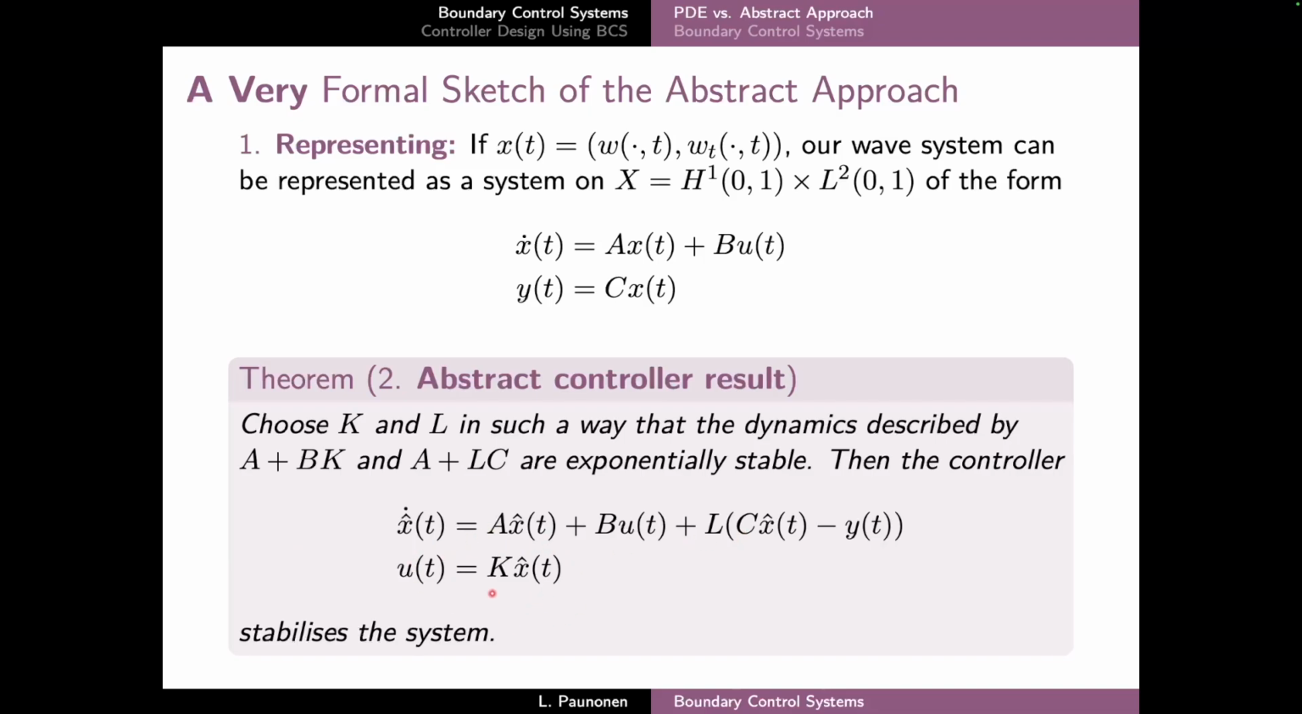One is a state feedback gain and one is an output injection. And these should be chosen in the tuning step in such a way that A plus BK and A plus LC correspond to systems with exponentially stable dynamics. And if this is possible, then our controller stabilizes the system.